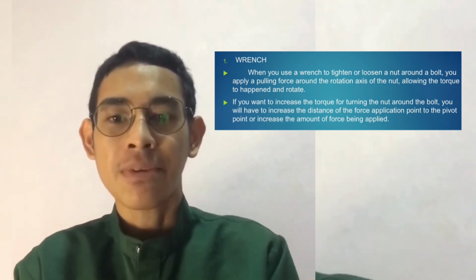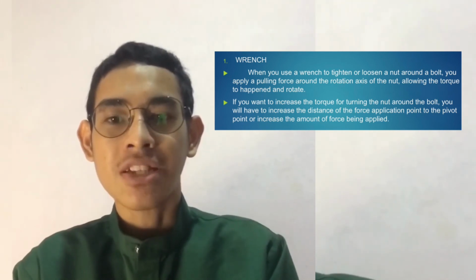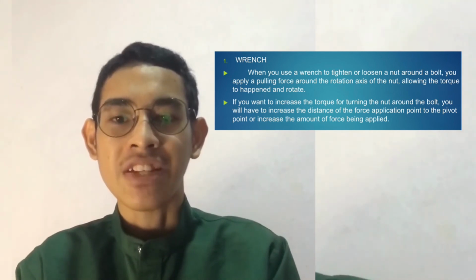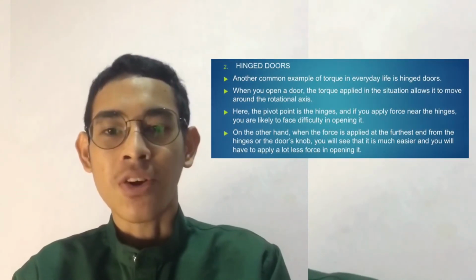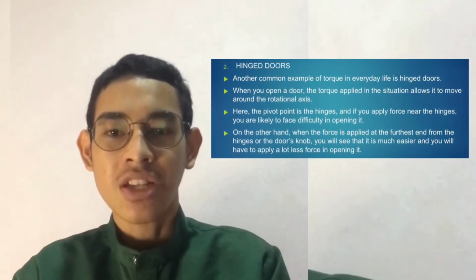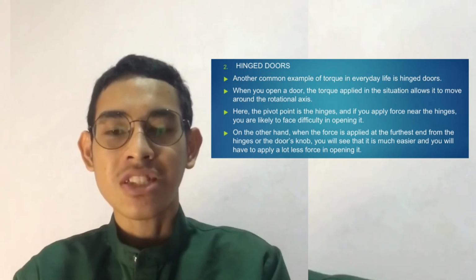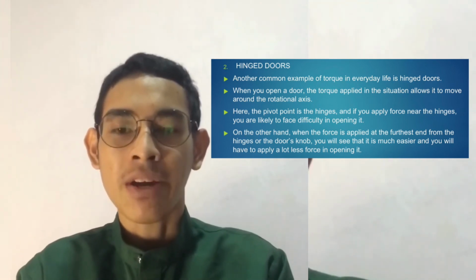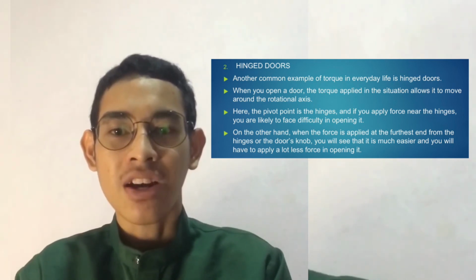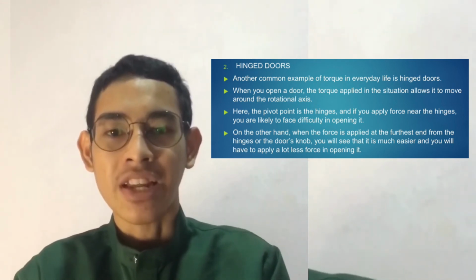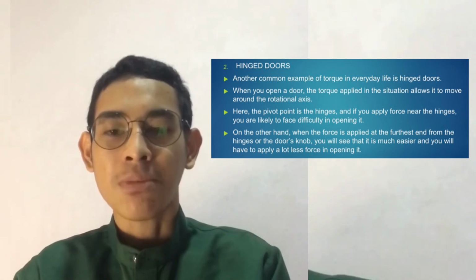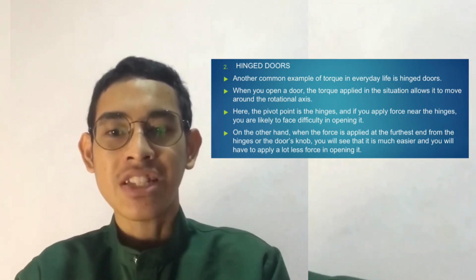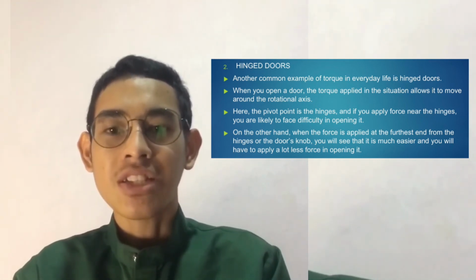The next example is the hinged door. Another common example of torque in everyday life is hinged doors. When you open a door, the torque applied in the situation allows it to move around the rotational axis. Here, the pivot point is the hinges, and if you apply force near the hinges, you are likely to face difficulty in opening it. On the other hand, when the force is applied at the furthest end from the hinges, or the door's knob, you will see that it is much easier and you will have to apply a lot less force in opening it.